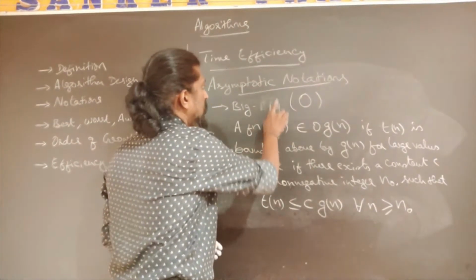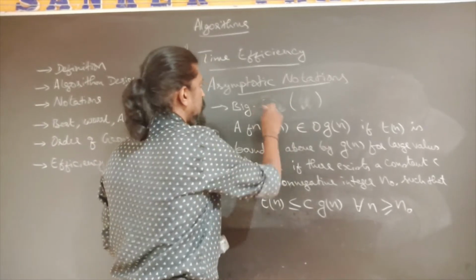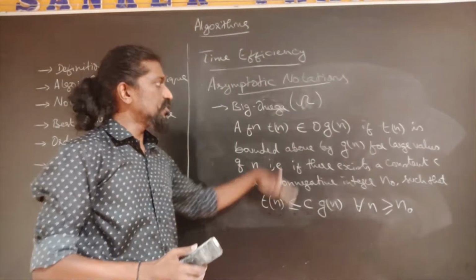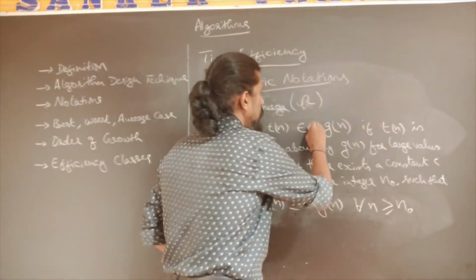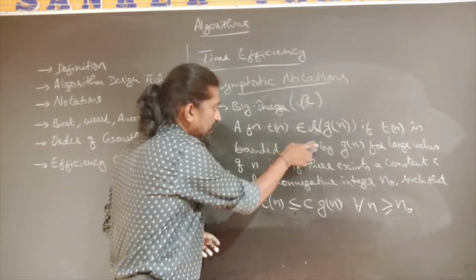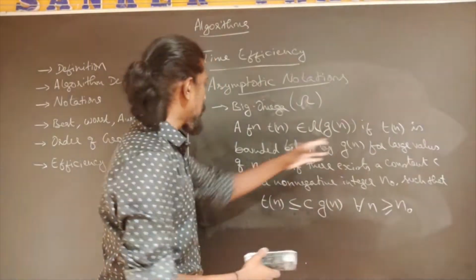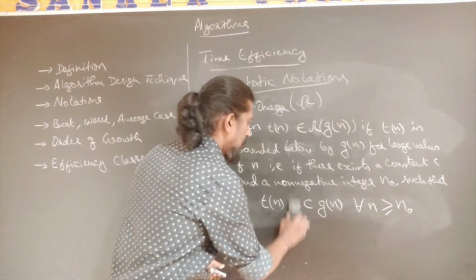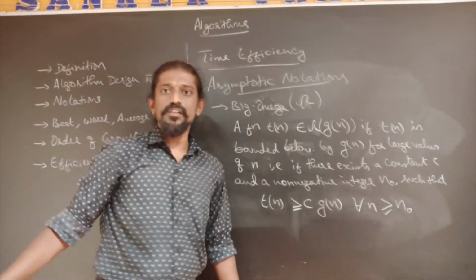Before that, let me define the omega notation also. Big omega notation is the opposite of big O notation. A function t of n is said to belong to omega of g of n if t of n is bounded below by g of n for large values of n, that is, if there exists a constant c and a non-negative integer n naught such that t of n is greater than or equal to c into g of n for all n greater than or equal to n naught.